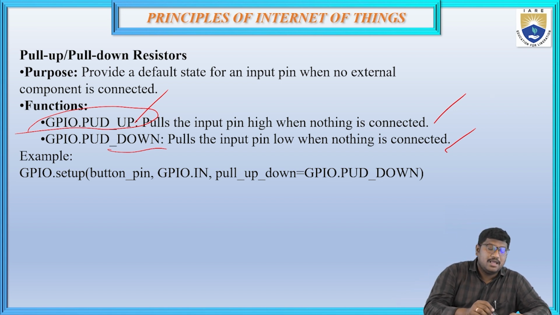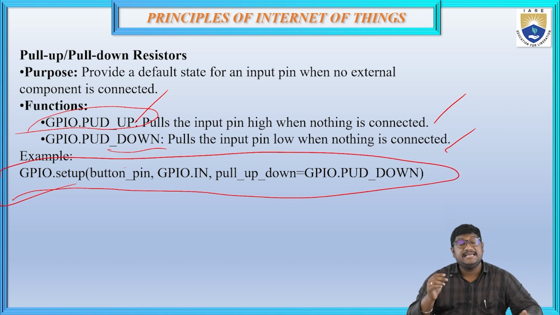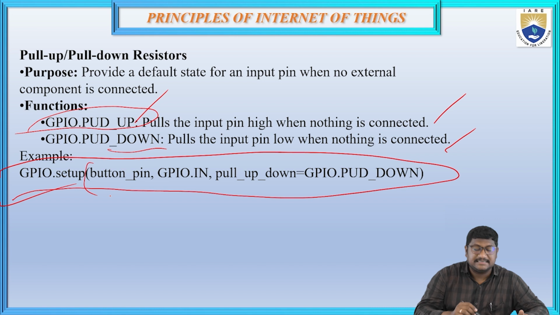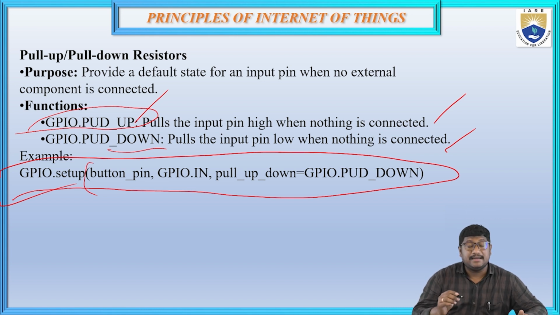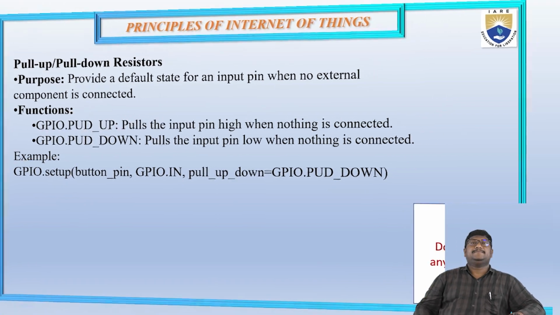See an example of how I will write a program in Python. This was the example: GPIO.setup(button_pin, GPIO.IN, pull_up_down=GPIO.PUD_DOWN). Close the bracket. This is how a program has to be written for pulling up or pulling down the resistors while configuring the Raspberry Pi.